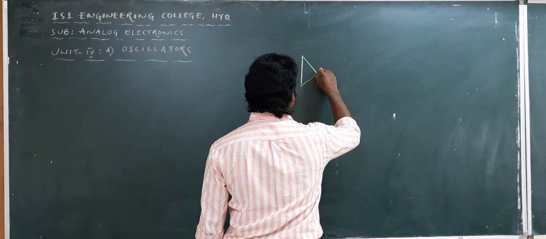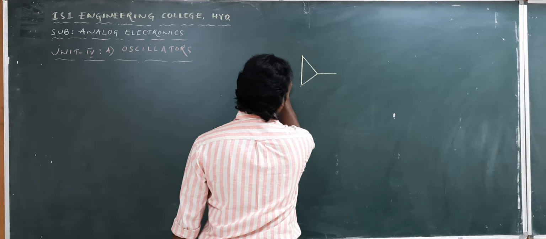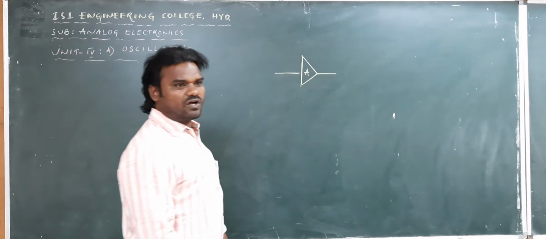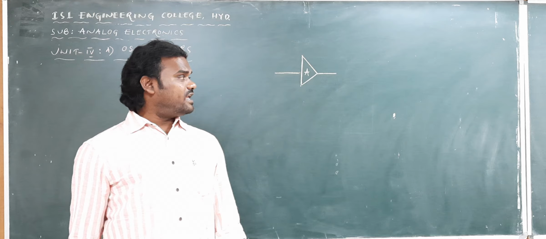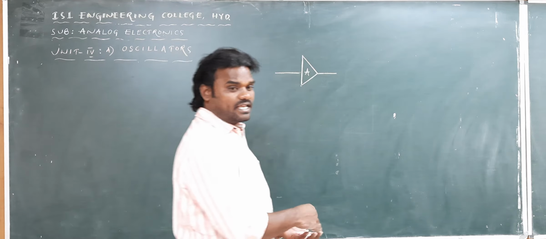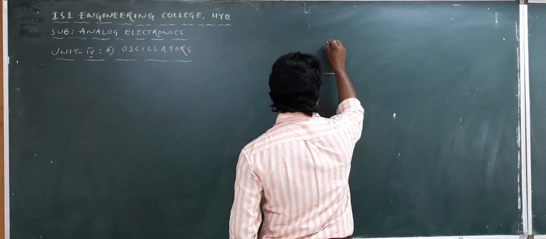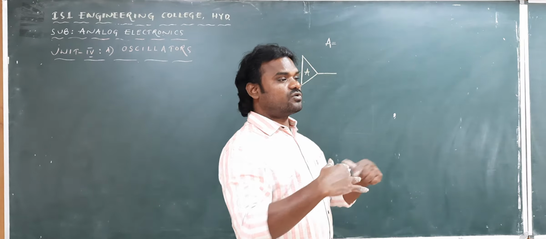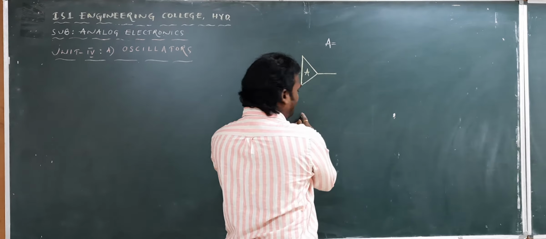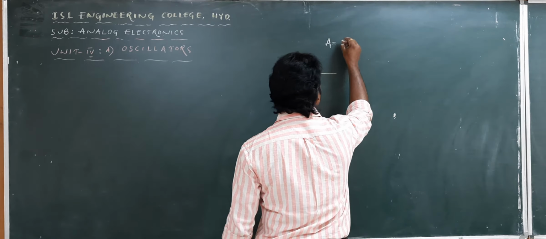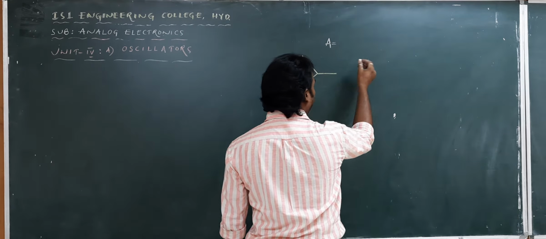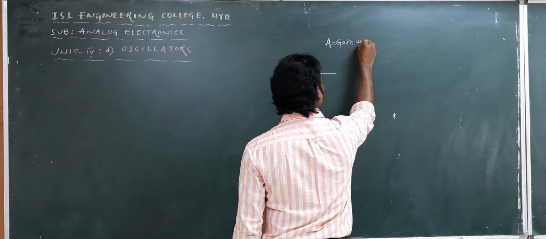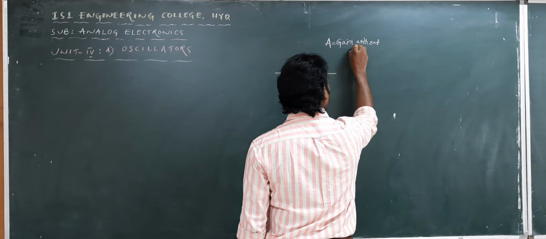This symbol indicates what? You should answer. This symbol indicates an amplifier which is having A. A is equal to what? A is equal to gain. Which gain is it? Open loop gain. Is it with feedback or without feedback? Without feedback. Without feedback means open loop. There is no loop here. So A is nothing but an open loop gain, or a gain without feedback.